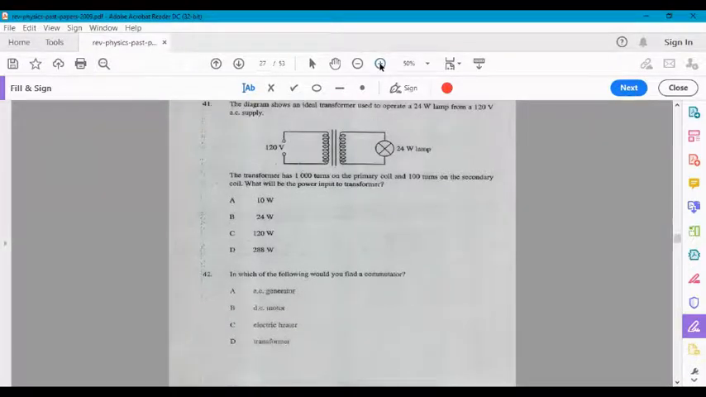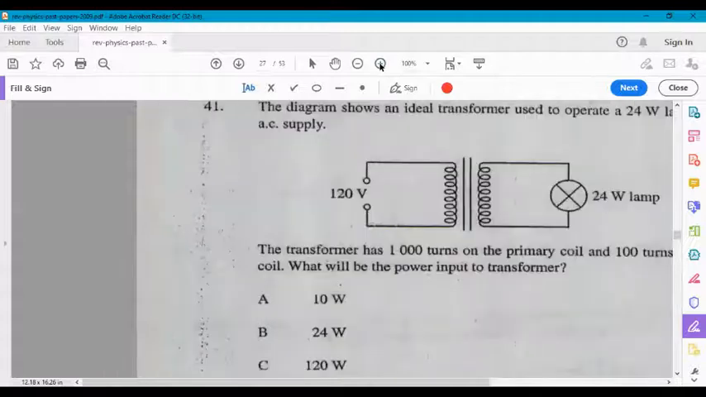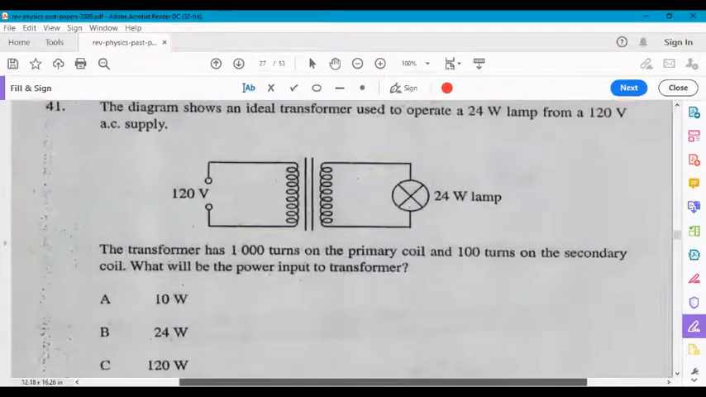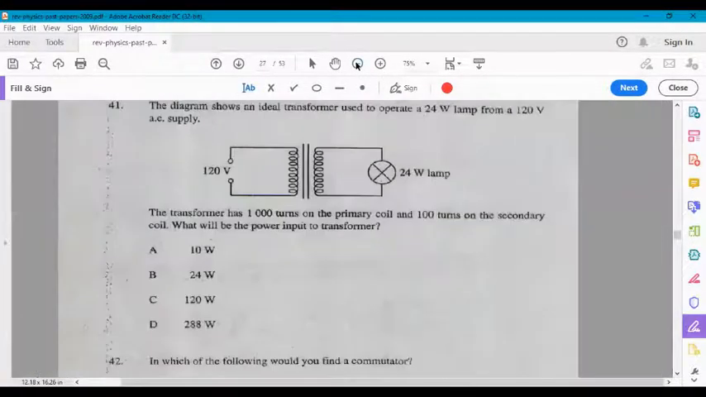Number 41, I can open this a little bigger. The diagram shows an ideal transformer used to operate a 24-watt lamp from a 120-volt AC supply. The transformer has 1,000 turns on the primary coil and 100 turns on the secondary coil. What will be the power input to the transformer?